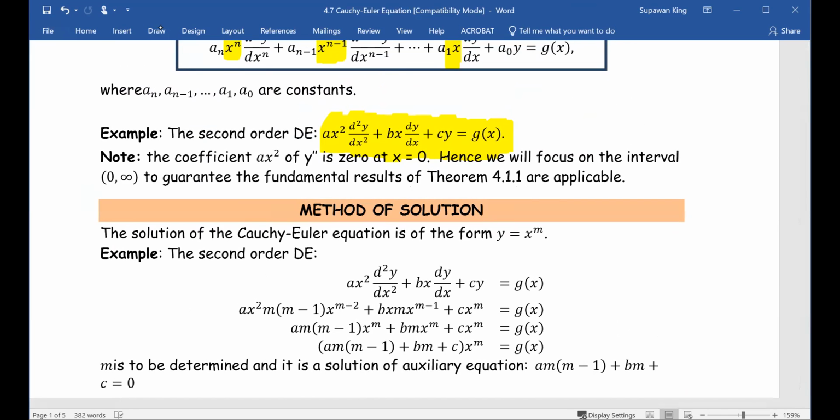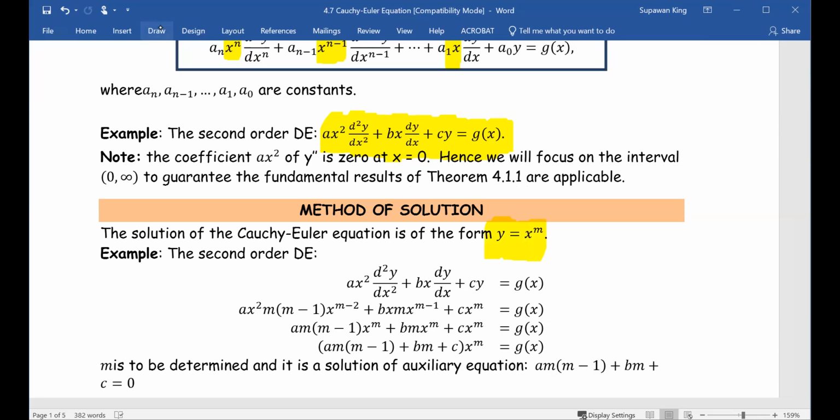If the right-hand side is some function, for the non-homogeneous equation we always start with the associated homogeneous equation, where the right-hand side is zero. So think about the solution form: when you keep taking the derivative, it keeps returning in some sort of power. So the trial solution, or educated guess, would be y equals x to the power m, a power function, as the solution form of the Cauchy Euler equation.